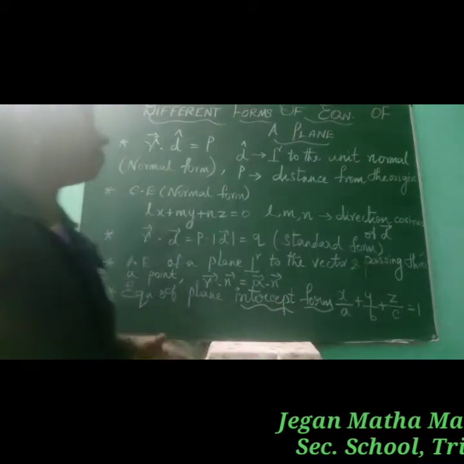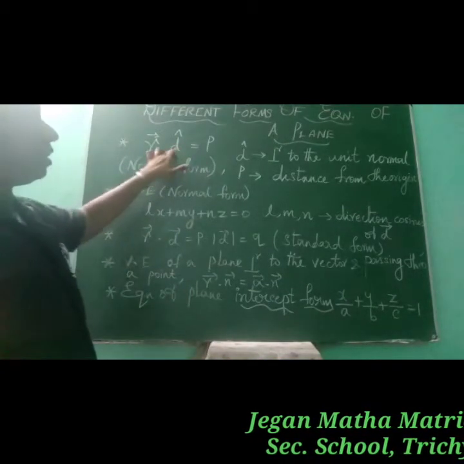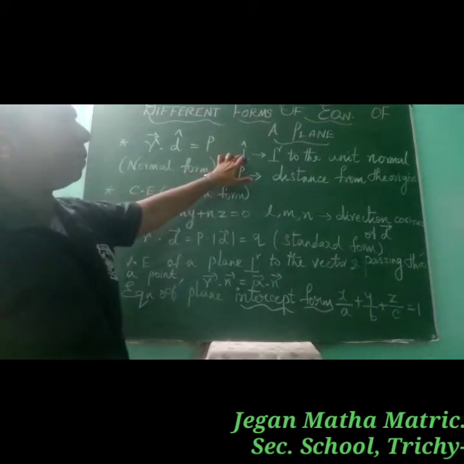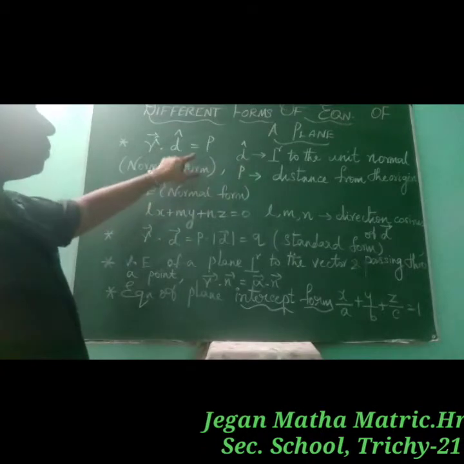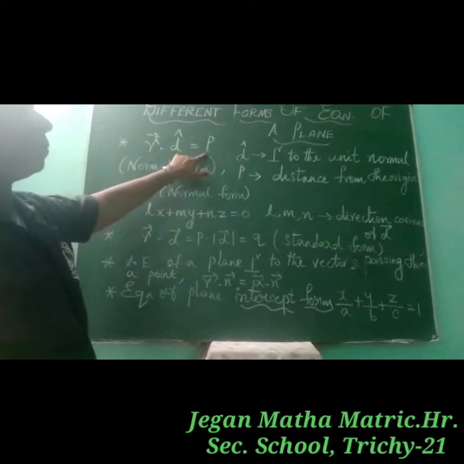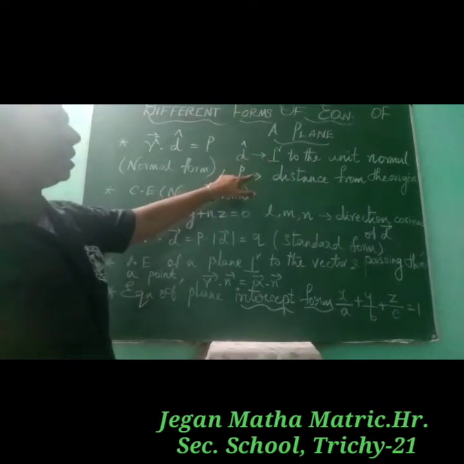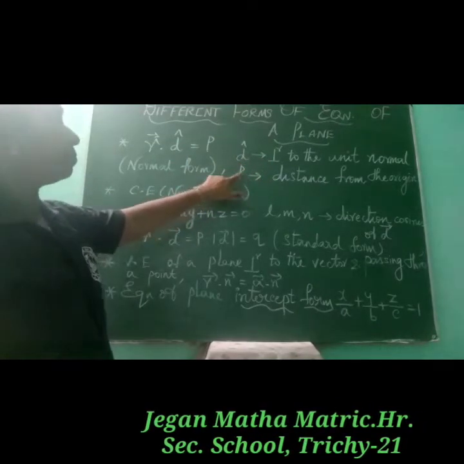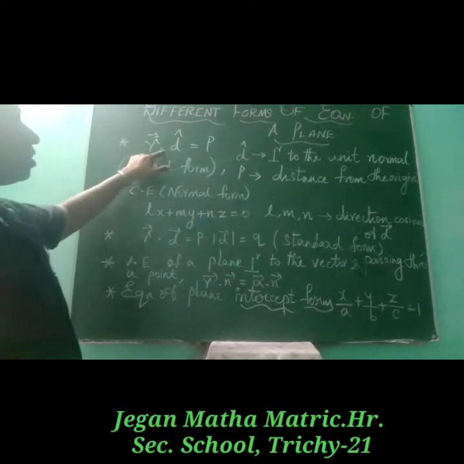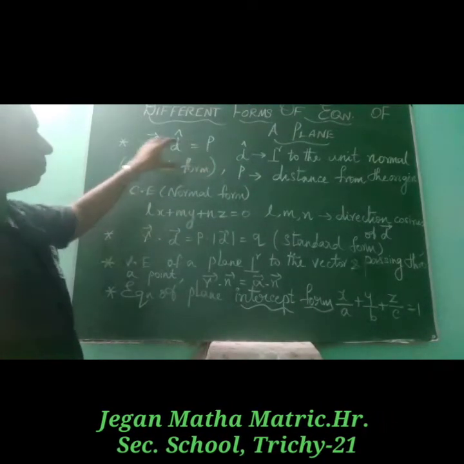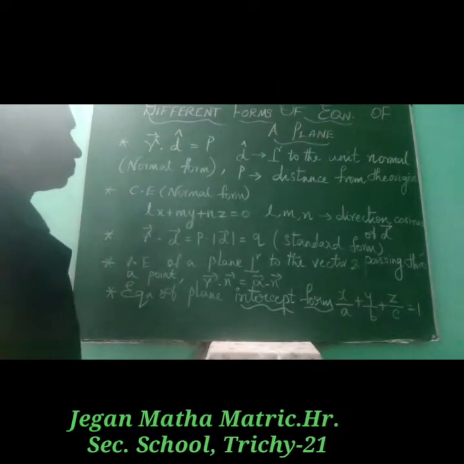The first one, r dot d cap equal to p. In this formula, d is the perpendicular unit normal and p is the distance from the origin. So, if the perpendicular unit normal and the distance from the origin are given, the equation of the plane is r dot d cap equal to p. This is the normal form of an equation of plane.